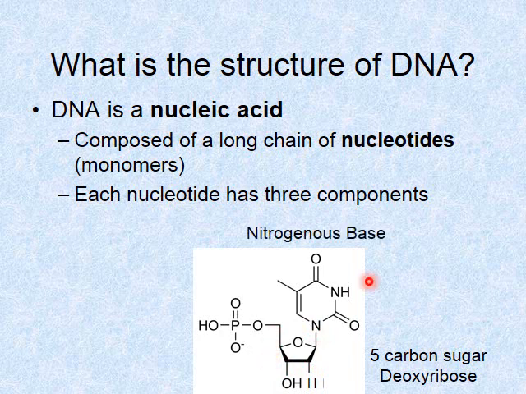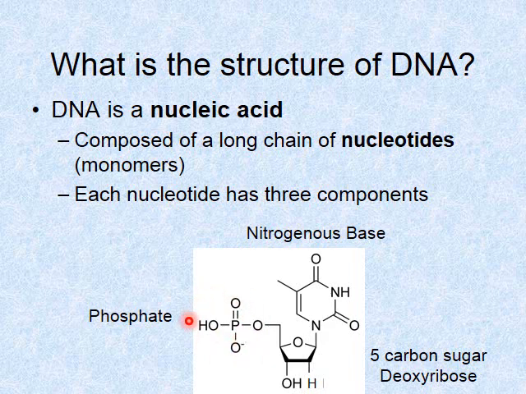The nitrogenous base is here, and this has nitrogen in it. When we talk about the different types of nucleotides, this nitrogenous base will be different for the 4 different nucleotides found in DNA, and we'll talk about those. Nitrogenous base. The phosphate group, that is this right here.